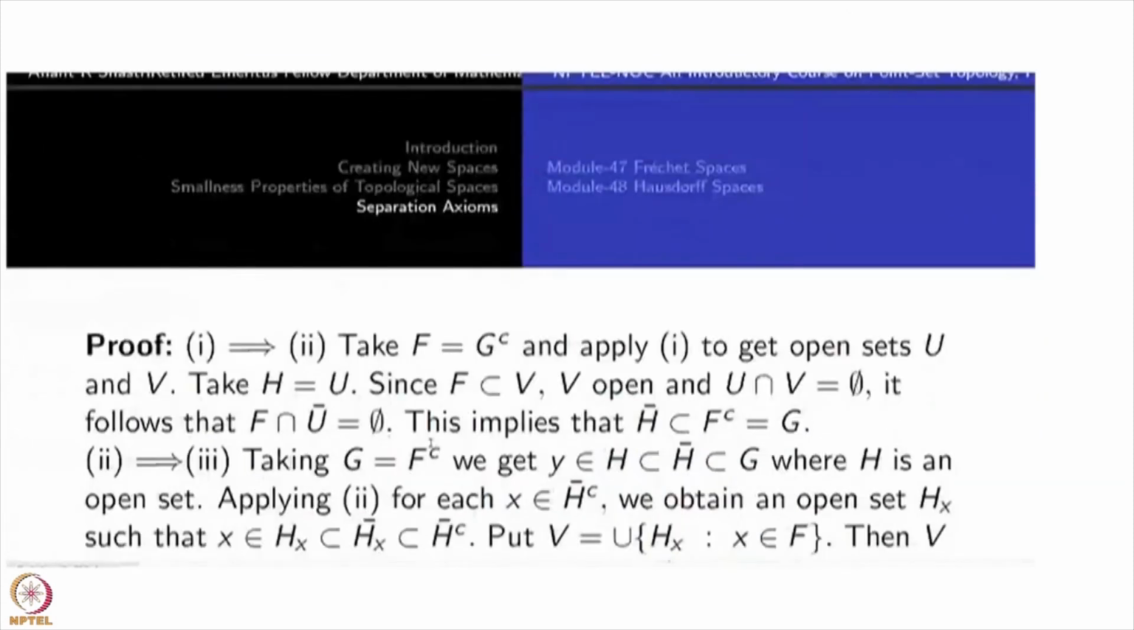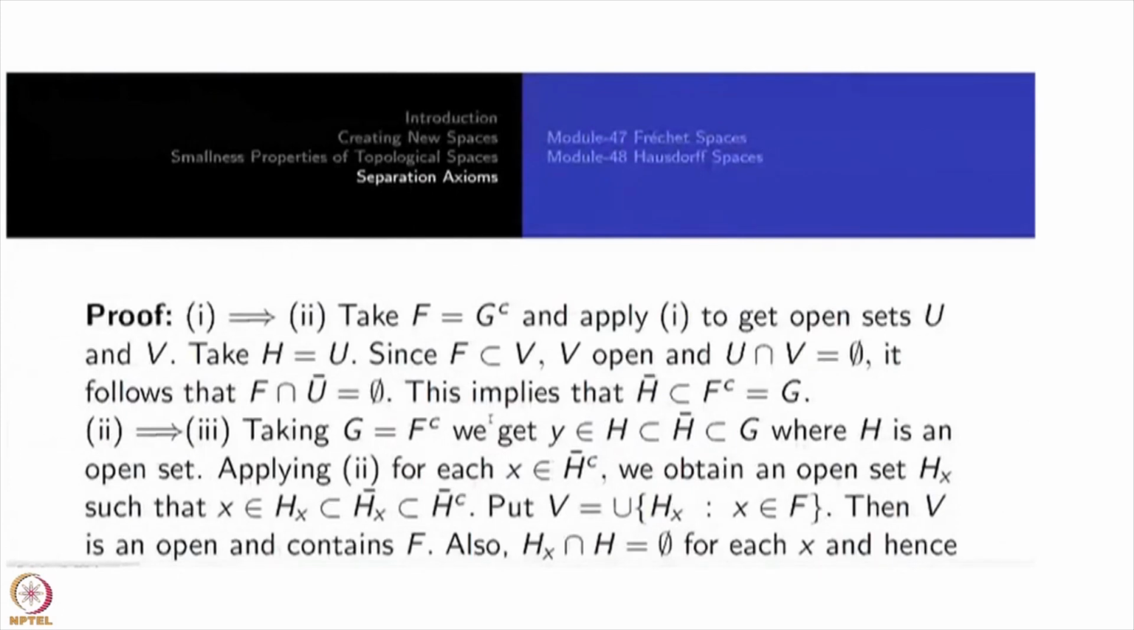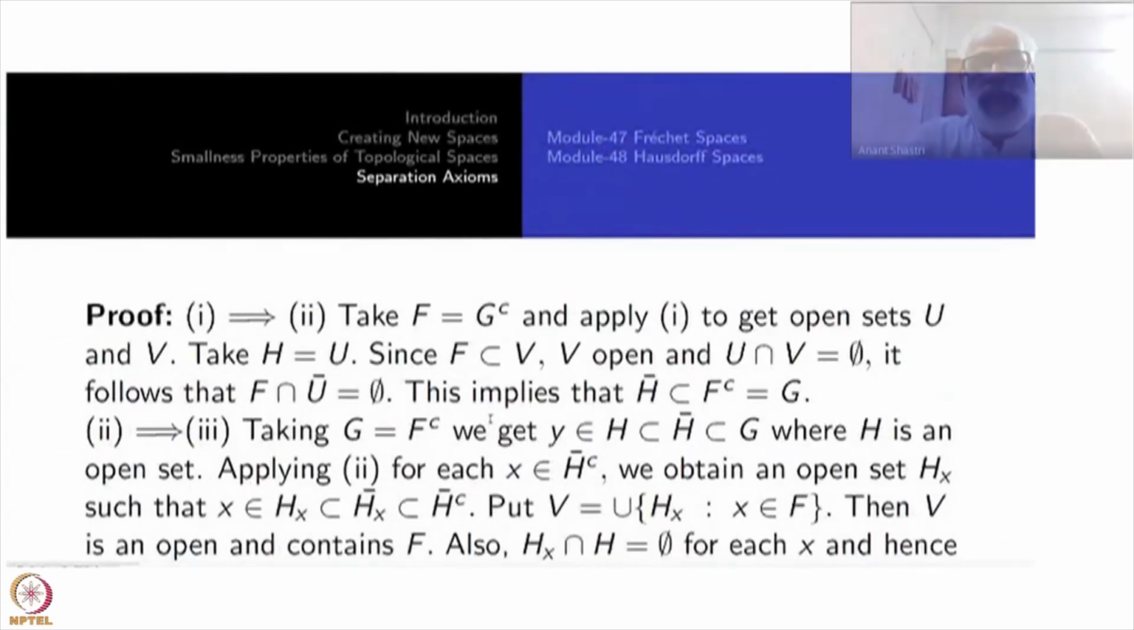So let us prove 1 implies 2. All that I do is take F equal to G complement. Okay, G was open, G complement is closed. X was in G, so X is now in F complement. Now apply 1 to get open sets U and V such that X is inside U and F is inside V, and U and V are disjoint. Now take H equal to U. Since F is contained inside V, V open, U intersection V is empty, it follows that F intersection U bar is empty.